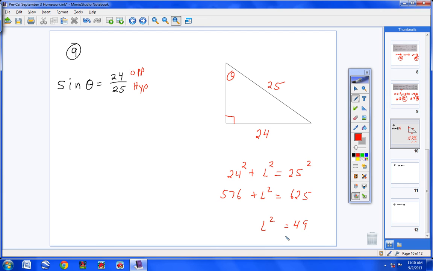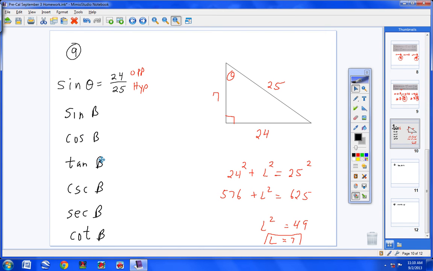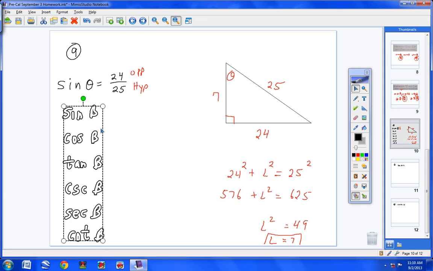And now take the square root of both sides. The square root of L squared is L. The square root of 49 is 7. So now I know that my missing side is 7. So this will be pretty easy, actually. I don't think we'll have too much of a problem here. Let's go ahead and do this. I know it says B right there. I understand that. Just ignore that, please.